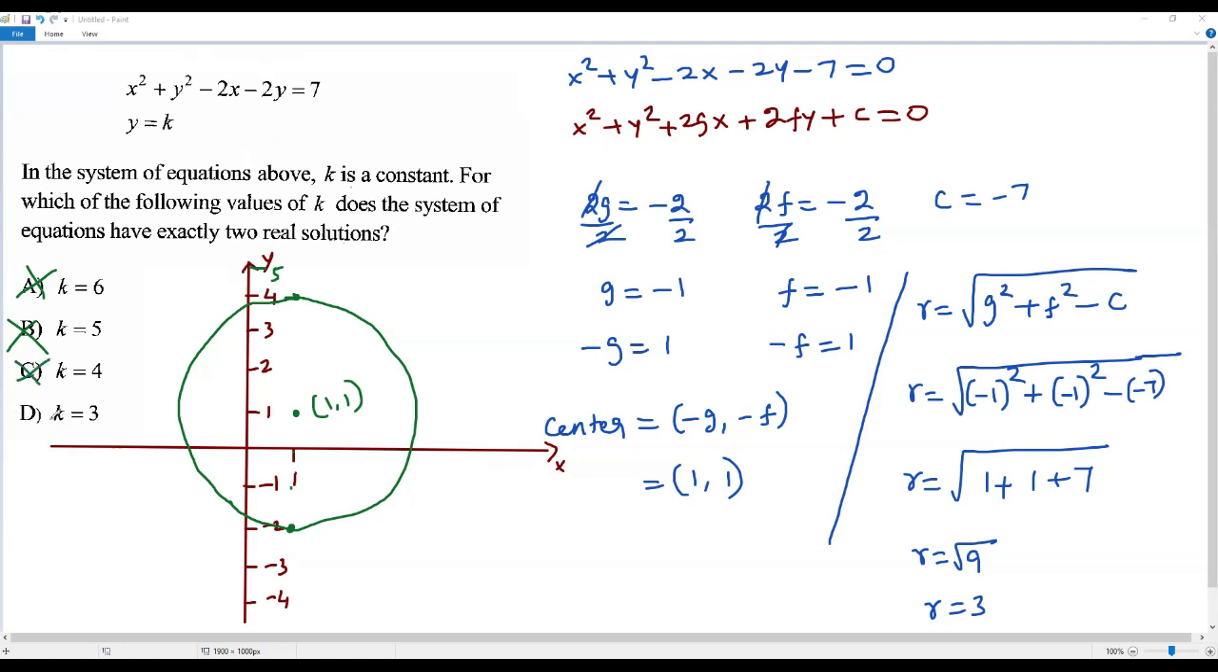Let me go to answer choice D. That is, we have k is equal to 3. In that case, this equation becomes y is equal to 3. Now let me draw a horizontal line through the value 3 on the y-axis. Let me do it. Okay, when I draw a horizontal line through the value 3 on the y-axis, the line intersects the circle in 2 points. So clearly, the given system has two real solutions when k is equal to 3. The correct answer choice for this question is D, k equals 3.